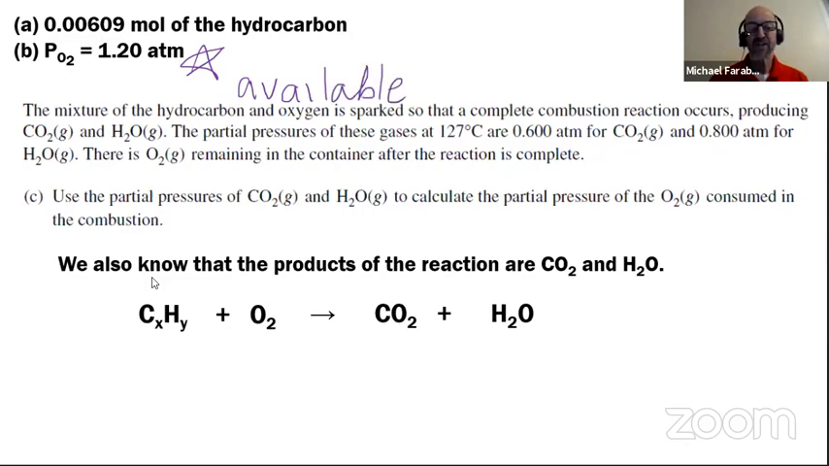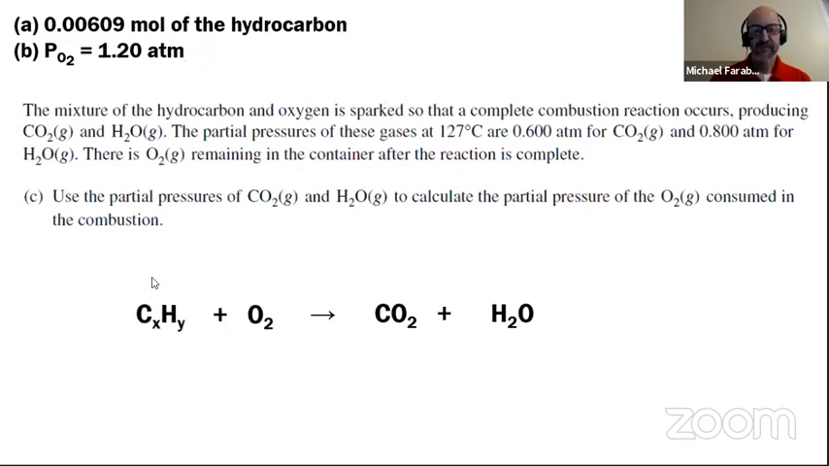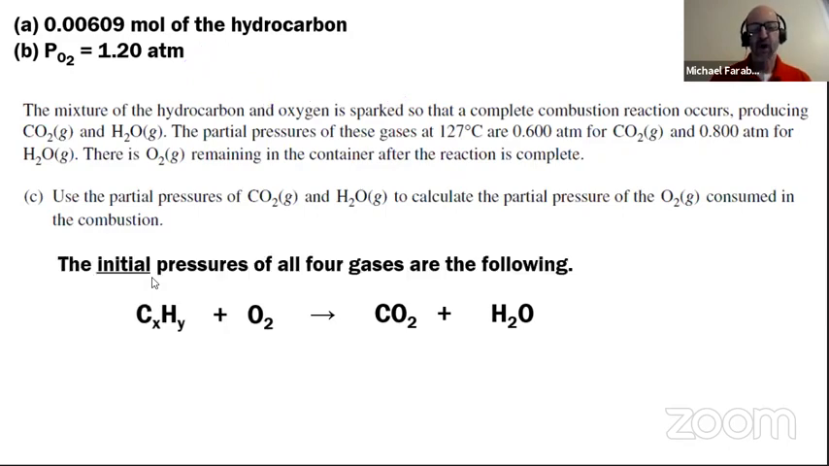But we don't know how much of that 1.2 atmospheres was actually consumed. So the initial pressures of all four gases are the following. We were given a pressure of 0.2 atmospheres for the hydrocarbon. We were given an initial pressure of 1.2 atmospheres for the oxygen. And since that was it, initially the mixture did not contain any carbon dioxide or water because the reaction has not occurred yet.